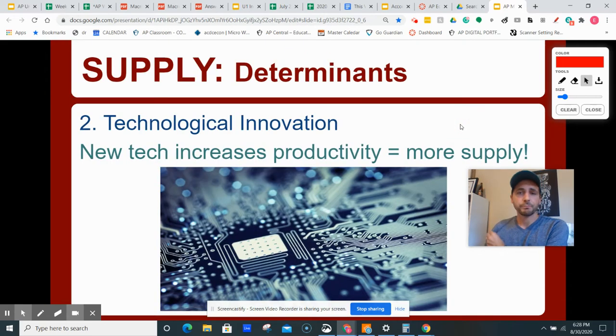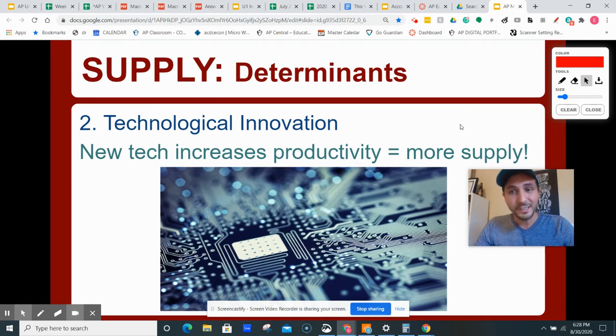All right, let's keep going. The second one is probably the easiest, the simplest. It's a technological innovation. Any sort of innovation. We assume that technology can only make things better in economics. We know that there's some complications there, but we assume that technology only makes things better.